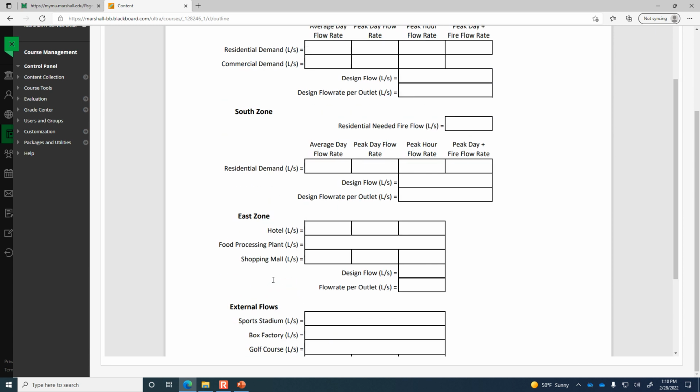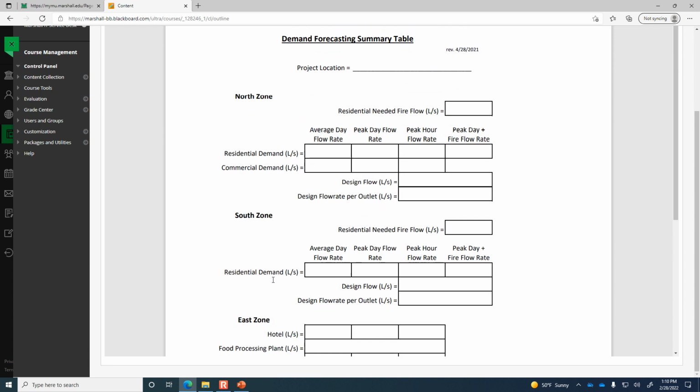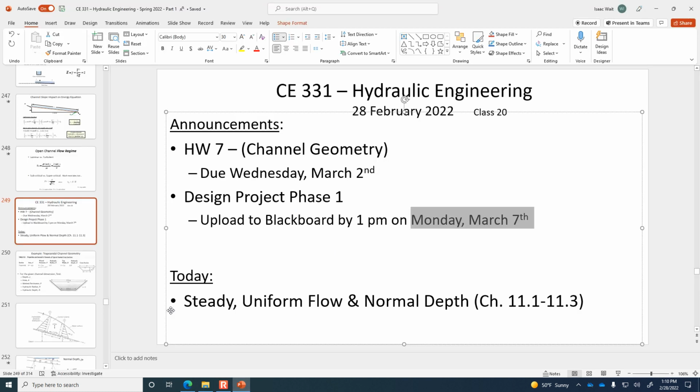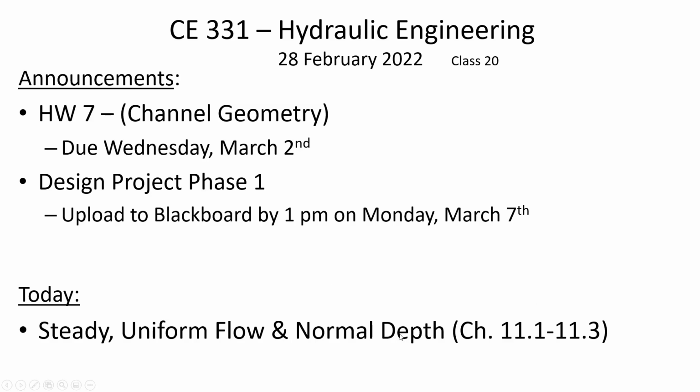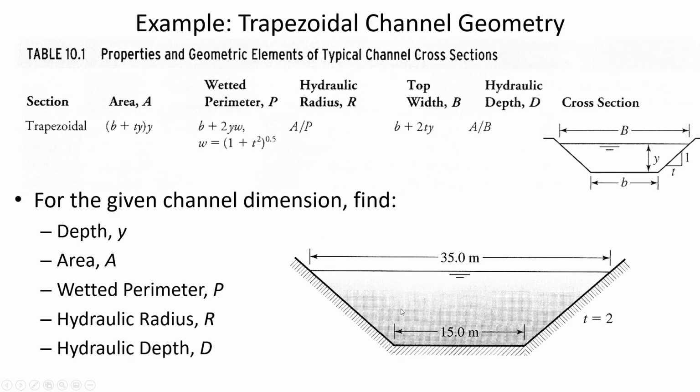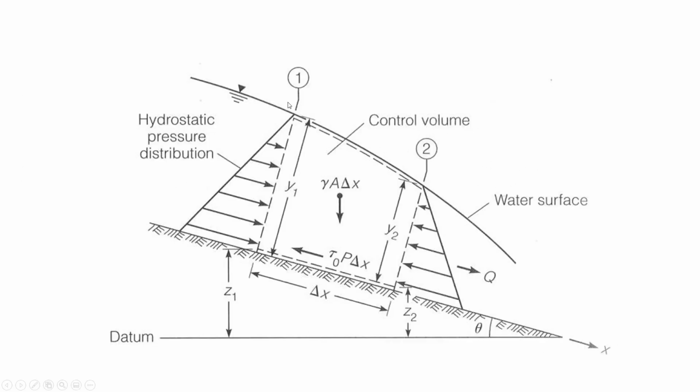All right. If there are no other questions, then let's talk about steady uniform flow and normal depth. That's a loaded term, right? Normal depth. That presumes that any other depth besides the normal depth is somehow abnormal. Let's come back to this if we've got time, because we've got a few other examples, and so we'll come back to this trapezoidal channel geometry example if we've got the time.